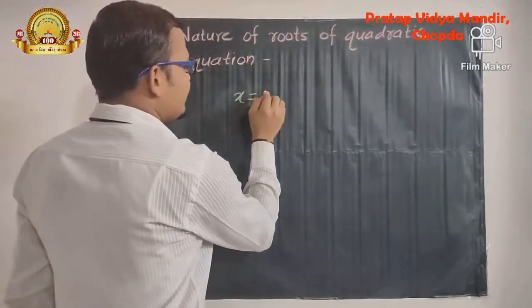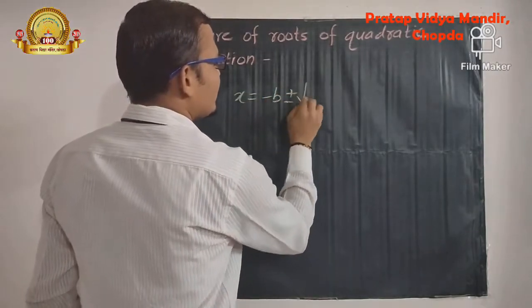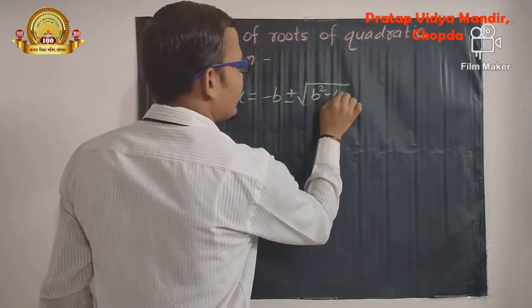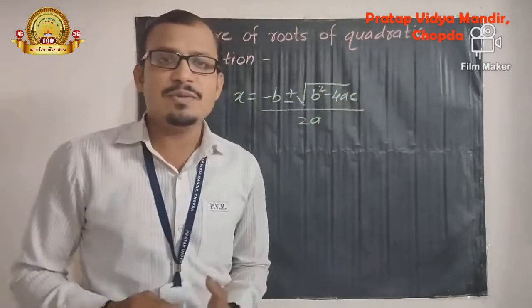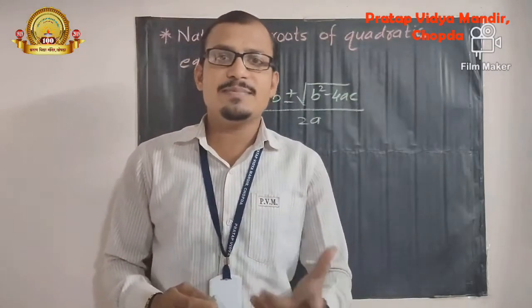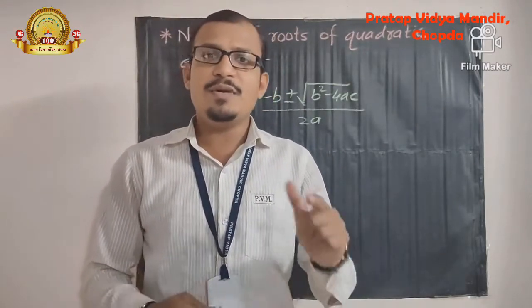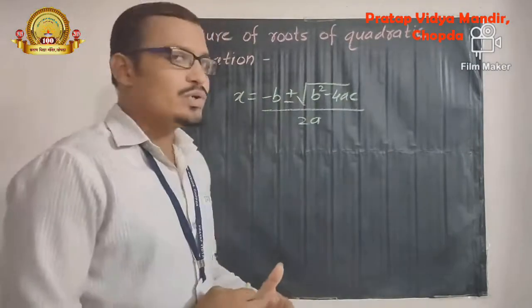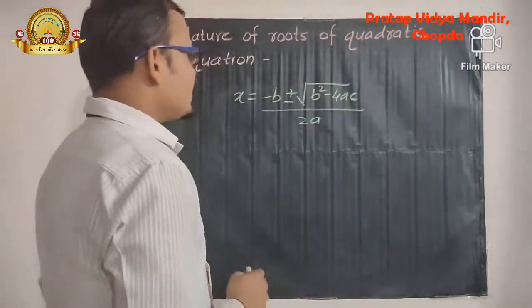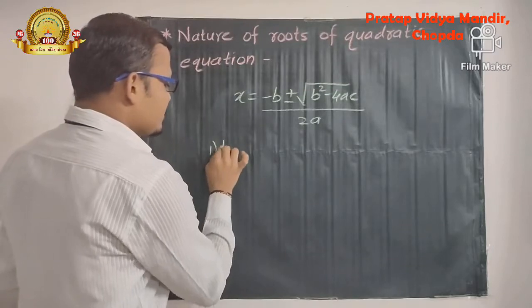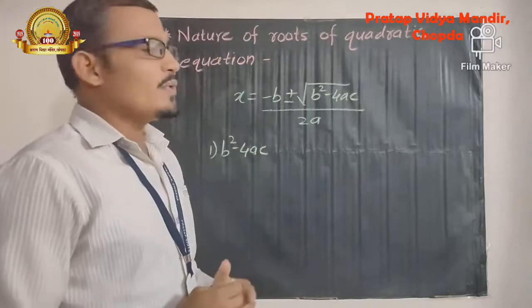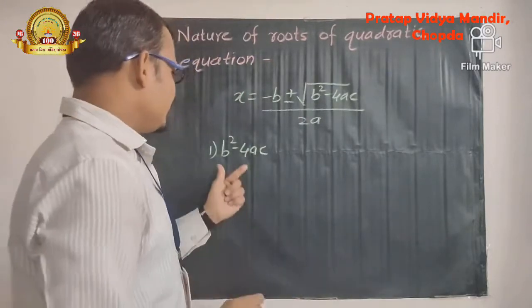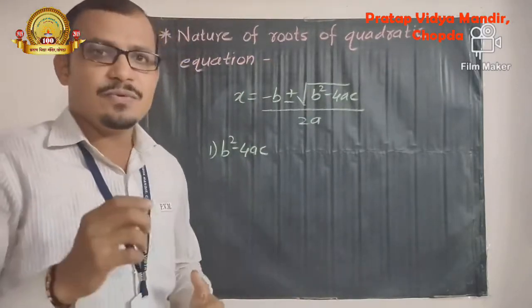And we know that x is equal to minus b plus or minus under root b square minus 4ac upon 2a are the roots of the quadratic equation ax square plus bx plus c is equal to 0. And we also know that when we find the solution of any quadratic equation, first we find the value of b square minus 4ac. And friends, the nature of roots of quadratic equations depends on this value b square minus 4ac.